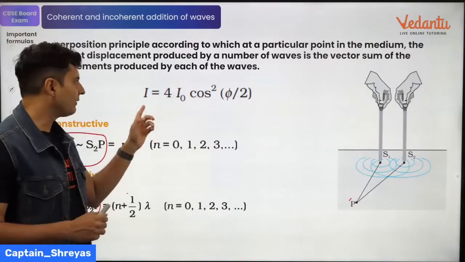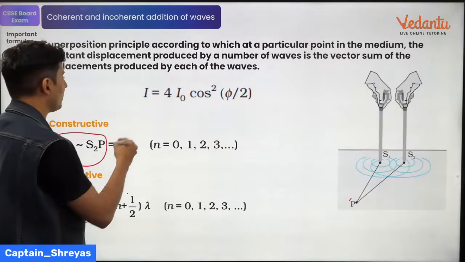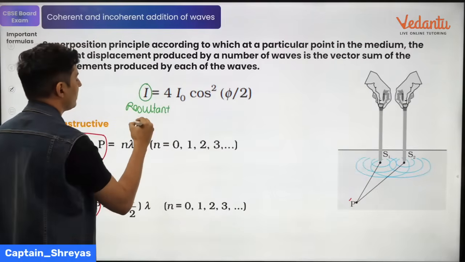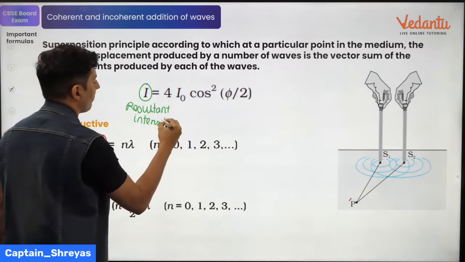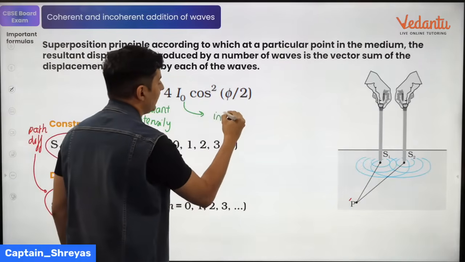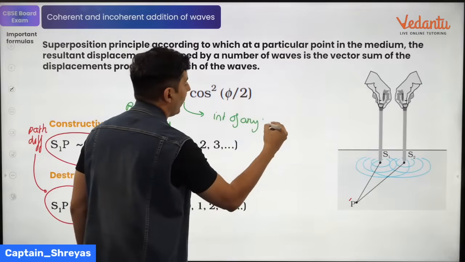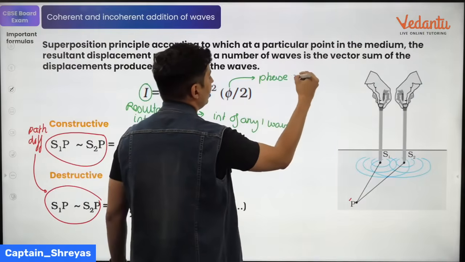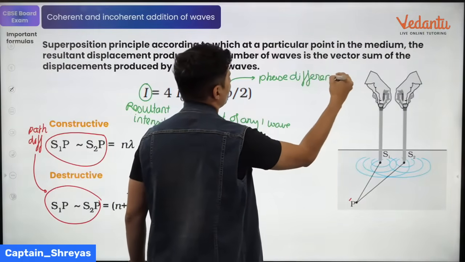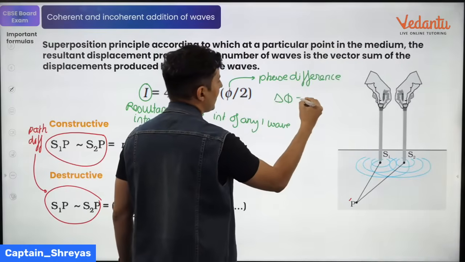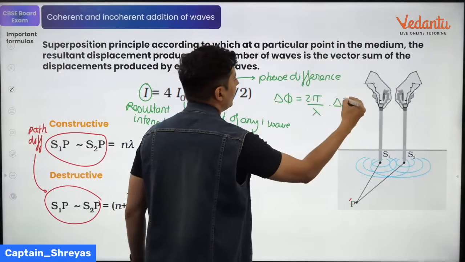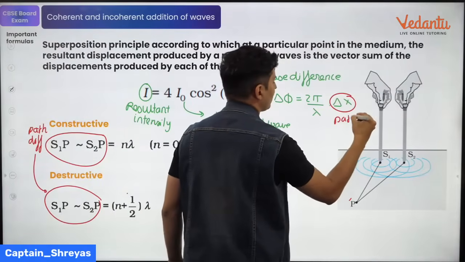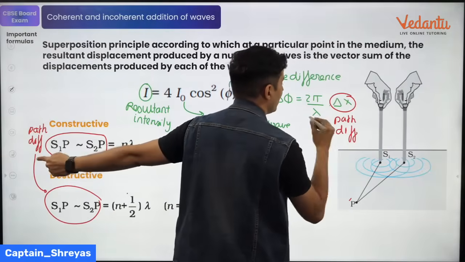In any case, you can find the resultant intensity. So this is the formula for your resultant intensity. This I naught is the intensity of any one wave. This phi is your phase difference. You can also find it like this. Delta phi is 2 pi by lambda into delta x. This delta x is your path difference. The same thing which I mentioned here.